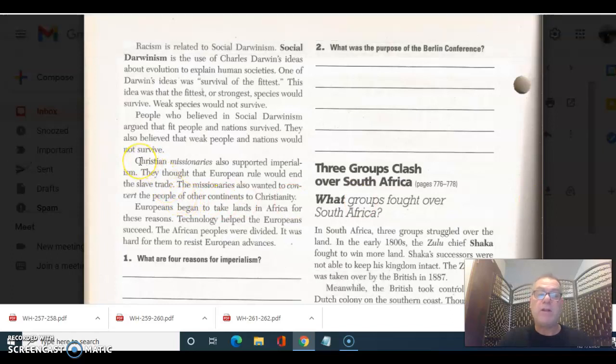You also have religious reasons. Christian missionaries all supported imperialism. They thought that European rule would end the slave trade. So that's maybe a positive thing. They thought if people were introduced to Christianity, that slavery, which all the areas that had imperialism put upon them had as a mainstay in their society, would end. The missionaries also wanted to convert the people to Christianity. That's a cultural reason. So you have here an idea of how to do it.